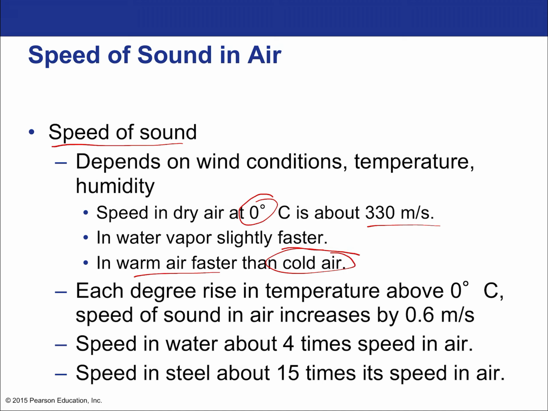So in really Arctic sub-zero temperatures, we can have not too much of a decrease, but maybe something as low as 295 meters per second in a very extreme case. And here we have an example: for each degree rise in temperature above 0 degrees Celsius, the speed of sound in air increases by about half a meter per second, or more precisely 0.6 meters per second. Speed in water is about 4 times faster than the speed in air.